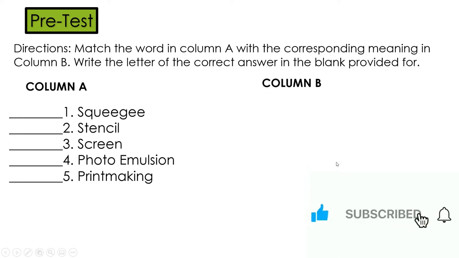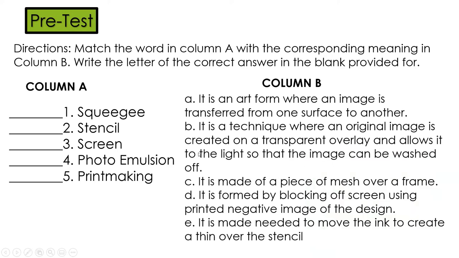And here are the following definitions of the words in column A. So letter A. It is an art form where an image is transferred from one surface to another. Letter B, it is a technique where an original image is created on a transparent overlay and exposed to the light so that the image can be washed off. Letter C, it is made of a piece of mesh over a frame. Letter D, it is formed by blocking off the screen using a printed negative image of the design. Letter E, it is needed to move the ink to create a thin layer over the stencil.